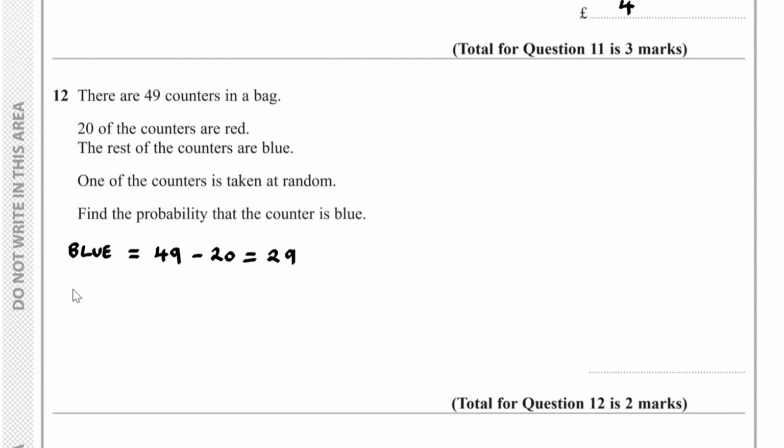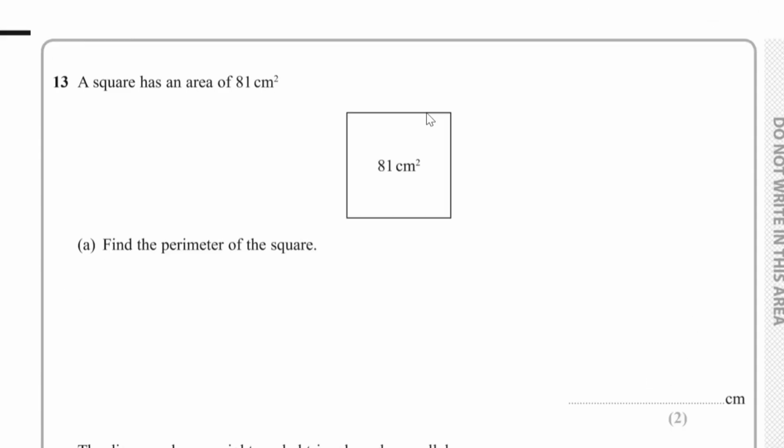And what we want to do is find out the probability of selecting a blue. Well, that would equal 29 over 49. So we have 29 over 49.